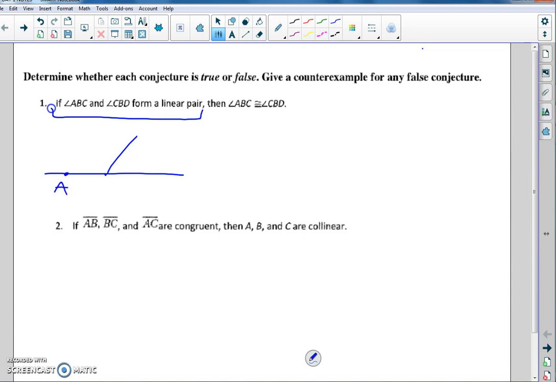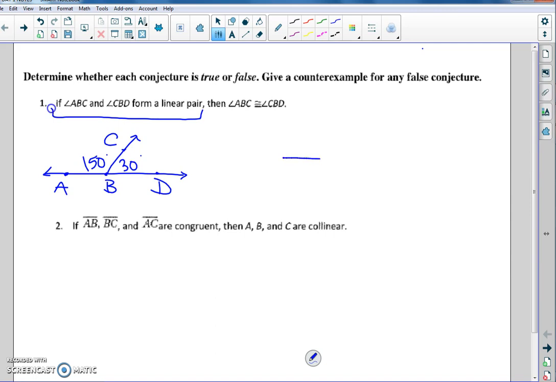I have A, B, C, and angle CBD. Those two angles form a linear pair, right? Are those two angles congruent? No. I could say that's 30 and that's 150. This is a counterexample. So you could draw a picture to make a counterexample. It doesn't always have to be in words. It doesn't have to be a number. It could be a picture to show the example.